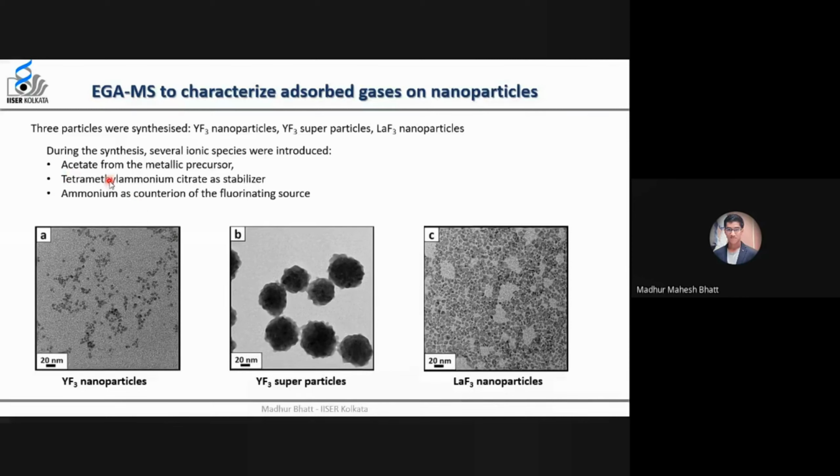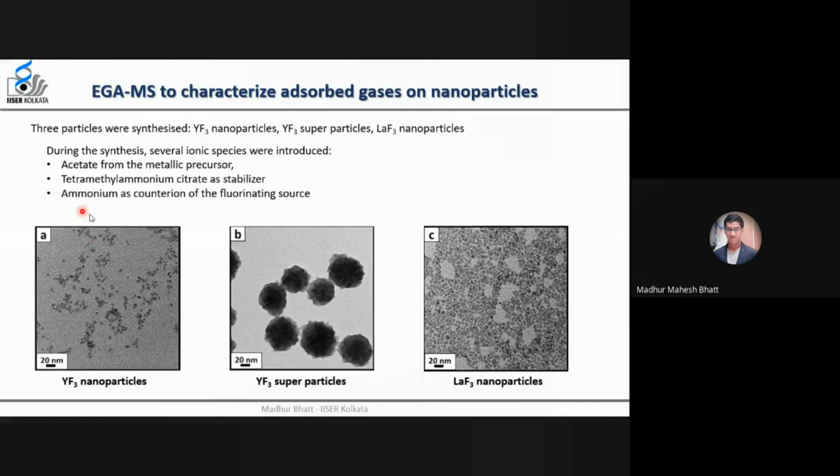One of them was acetate from the metallic precursor. For the metals, we need to add YAC. And next thing is the tetramethyl ammonium citrate as stabilizer. For formation of nanoparticles, stabilizer is necessary, otherwise it will get clumped up.